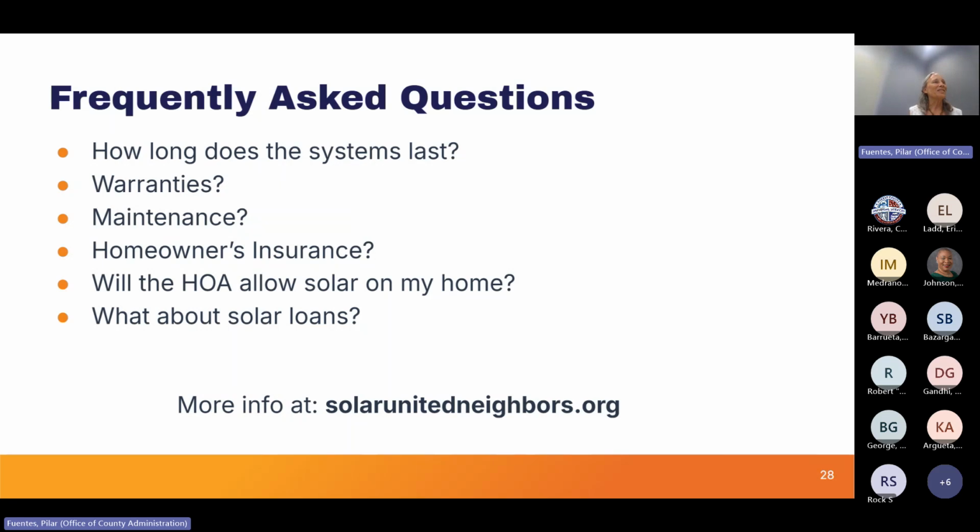Homeowners associations. What happens if you're part of a homeowners association? Will they put up a fight? Will they allow it? In general, our experience is, as long as you educate the homeowners association as to the asset and the value and why you want it on your home, there's no problem. I had no problem with my homeowners association.